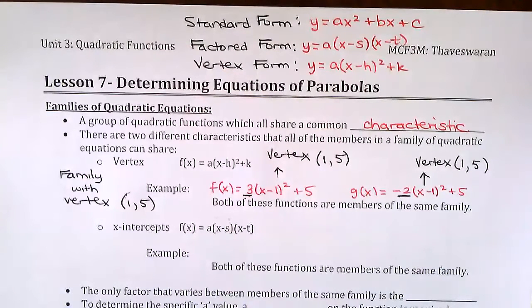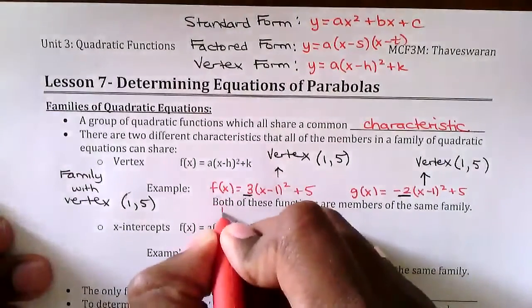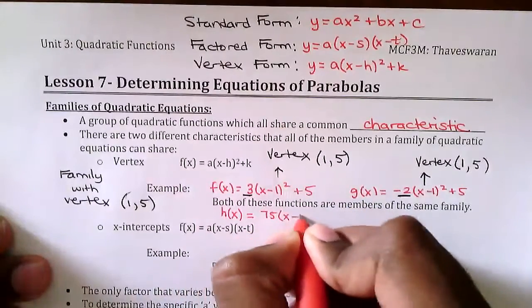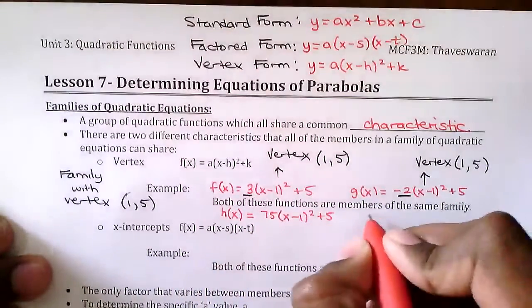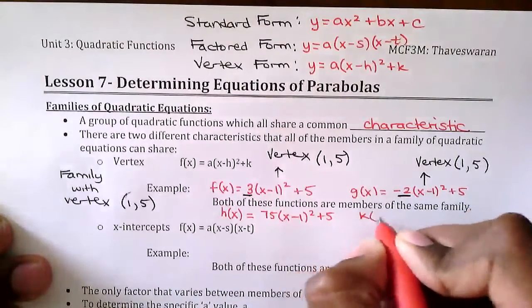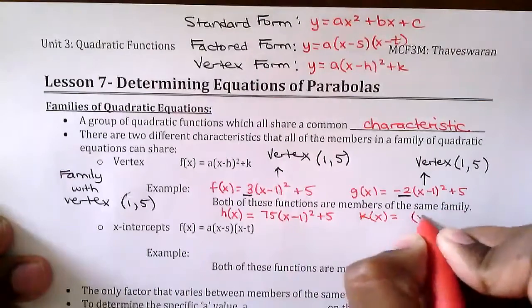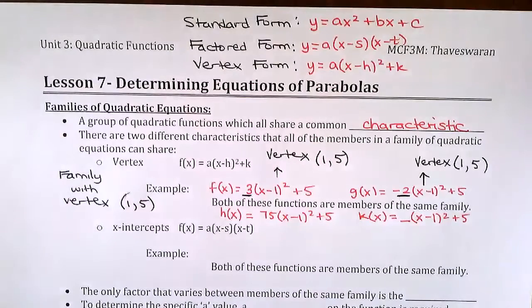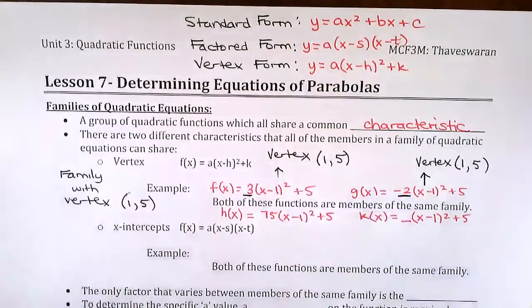Okay, so there's a plethora of possibilities here. You can write h of x is equal to 75(x minus 1) squared plus 5. You can write k of x is equal to just (x minus 1) squared plus 5 because there's a secret 1 there. So again, because all 4 of these functions share the same vertex, they're all a part of the same family, and we call them different members of that family. So that's one way of getting a family of quadratic equations, making sure that they all share the same vertex.